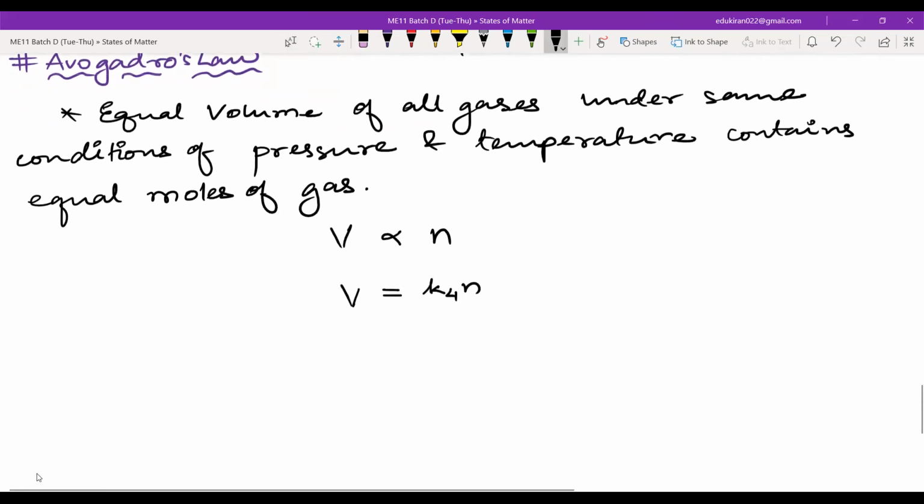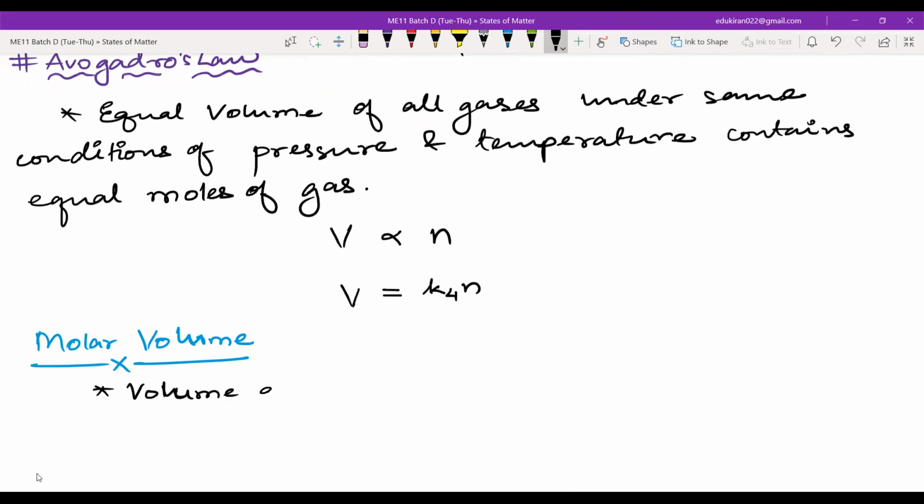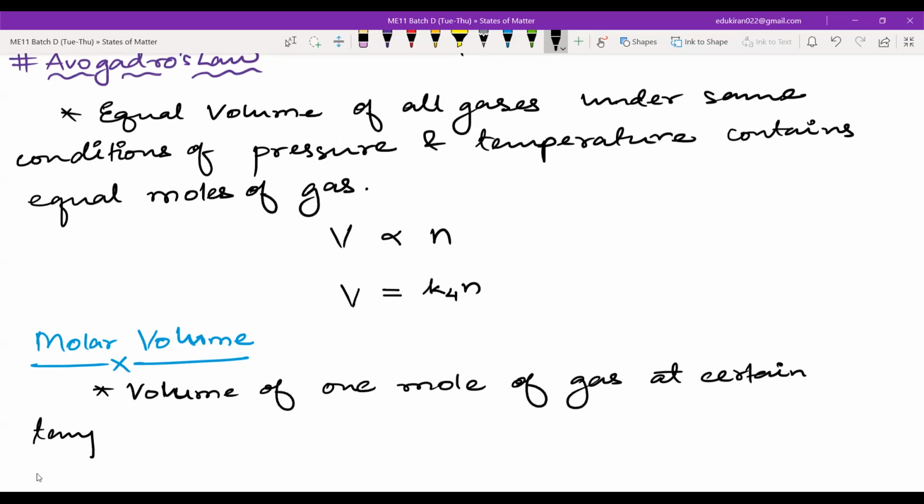From this, you will get to know about a new term which is known as molar volume, which you have already seen in chapter 1. What is molar volume? Molar volume is the volume of 1 mole of gas at certain temperature and pressure.